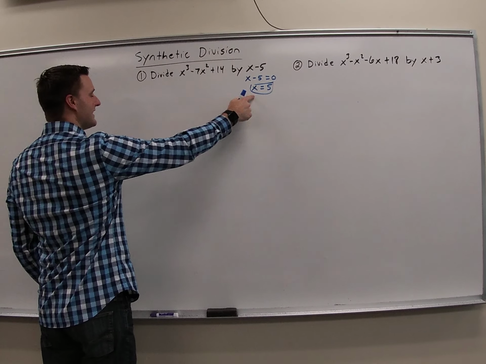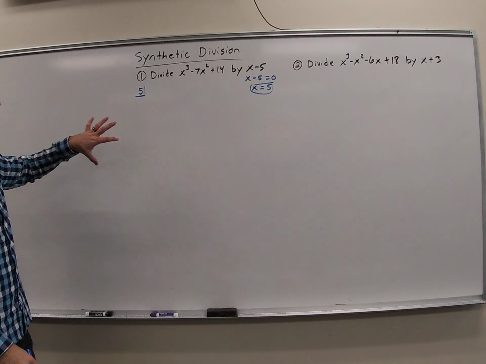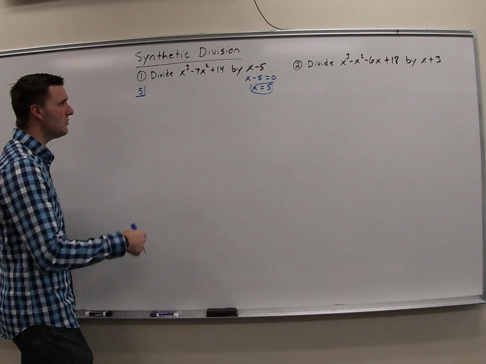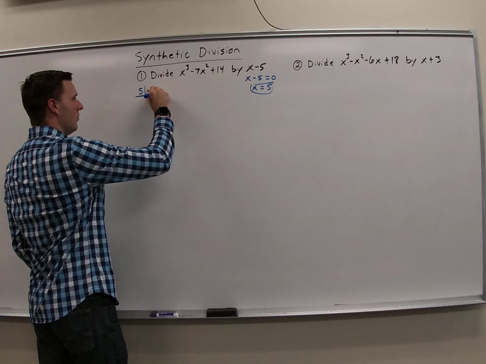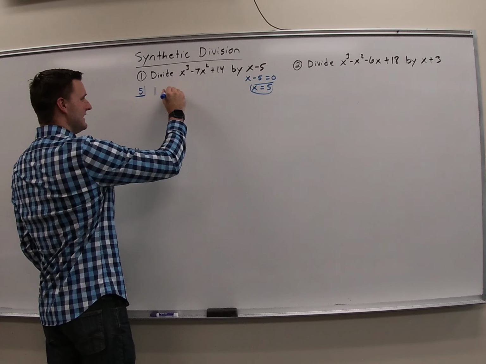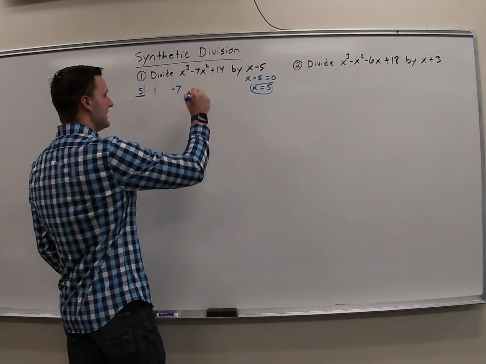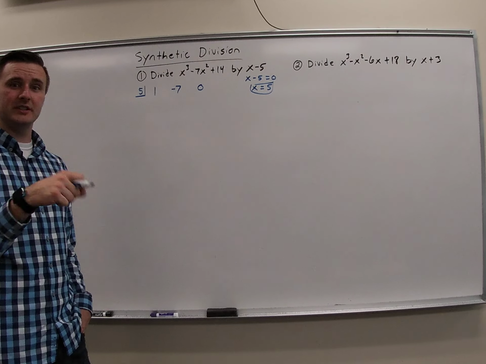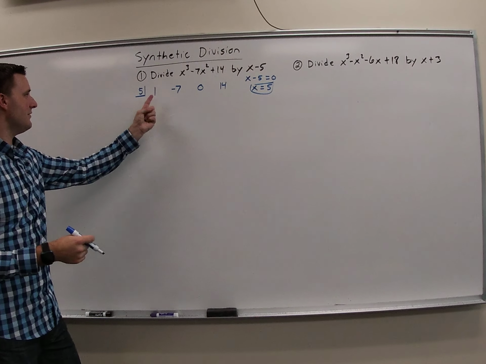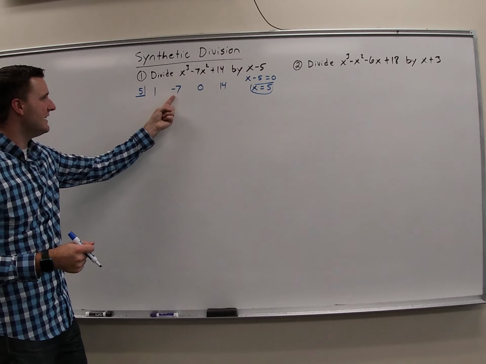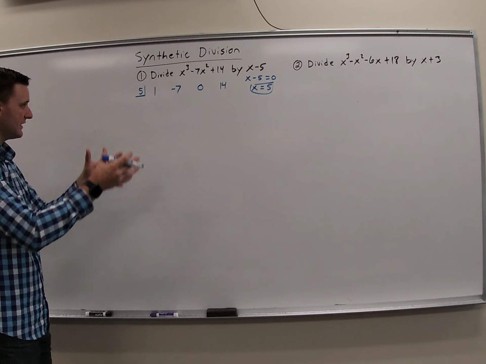So what we do is whatever x equals, we're going to put this in a backwards L here, and that kind of separates us from the rest of the problem. And then we're going to write just the coefficients, just the numbers attached to each variable. So I have a 1x to the third. I have a negative 7x squared. Notice how I don't have an x, so I need to put in a placeholder 0, just like we did for long division. And then I have a positive 14 as my constant. So when I read this, I have 1x to the third, minus 7x squared, plus 0x, plus 14. So we want to bring the signs with it.